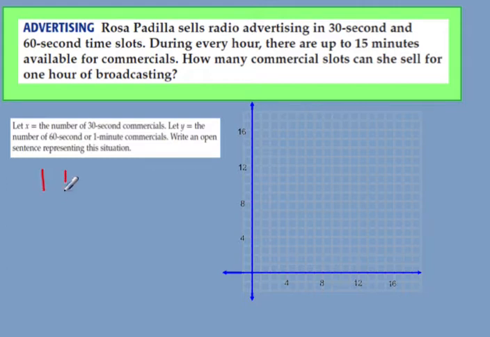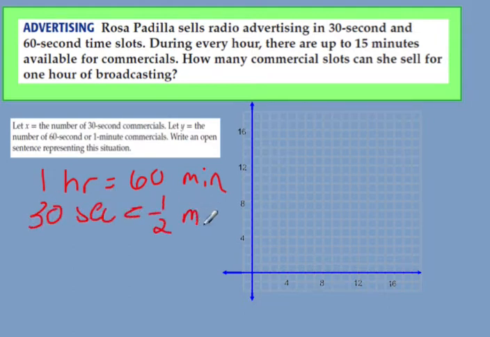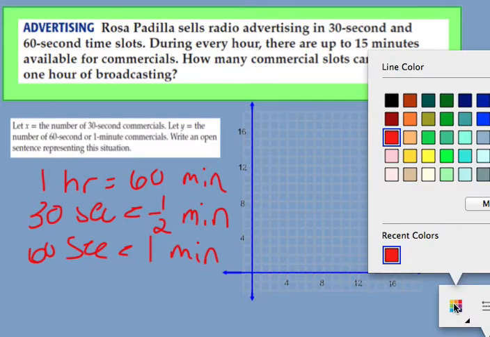So here's a couple things. Remember that 1 hour is equal to 60 minutes. 30 seconds is equal to half a minute. What I'm trying to do is put all of these in one type of time measurement. And 60 seconds is exactly 1 minute. So X is going to represent the 30 second, Y is going to represent the 60 second.